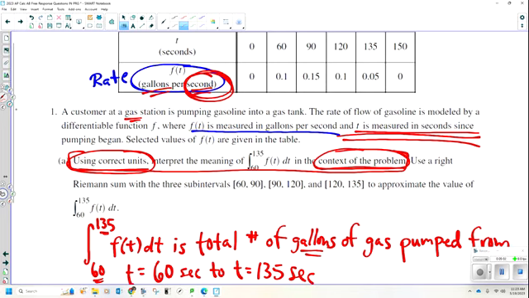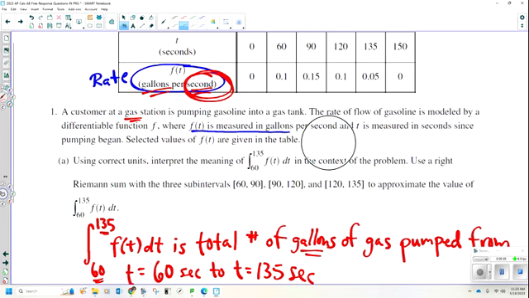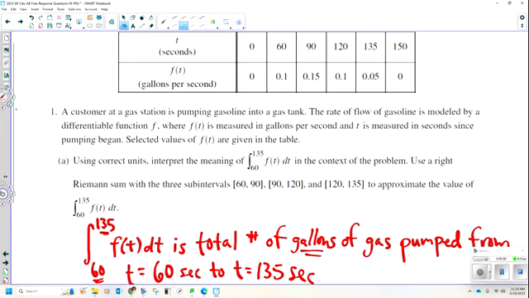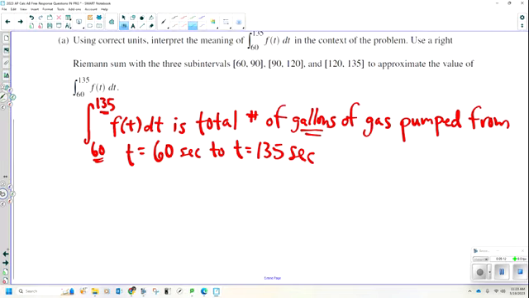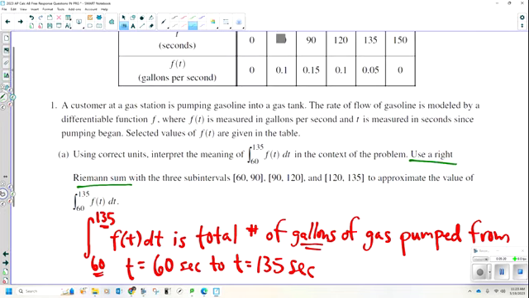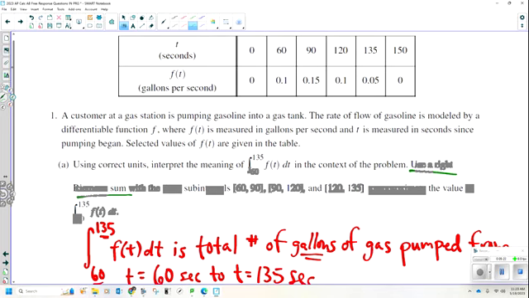That was easy. Interpreting that was the easy part, in my opinion. IMO, baby. So what's the second part asking us to do? Let's use green. Green is my favorite color. Using a right Riemann sum. I knew we were going to do that the moment I saw we had this table here. We were going to have to do some sort of trapezoid rule or Riemann sum with 3 subintervals. Now they tell us from 60 to 90 is one interval. From 90 to 120 is the next interval. And from 120 to 135 is the third interval. And they want us to approximate the value of that integral. Okay? We don't need a label or anything. They just want a number. It's fine.